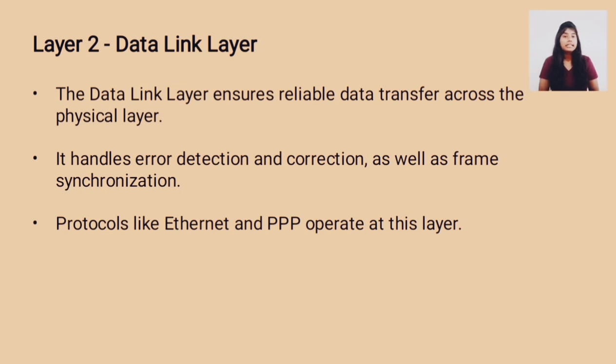Layer 2, data link layer. The data link layer ensures reliable data transfer across the physical layer. It handles error detection and correction as well as frame synchronization. Protocols like Ethernet and PPP operate at this layer.